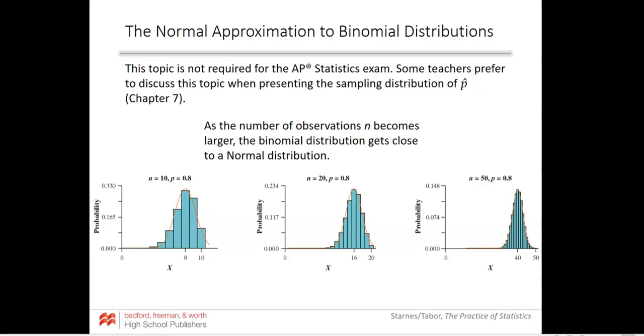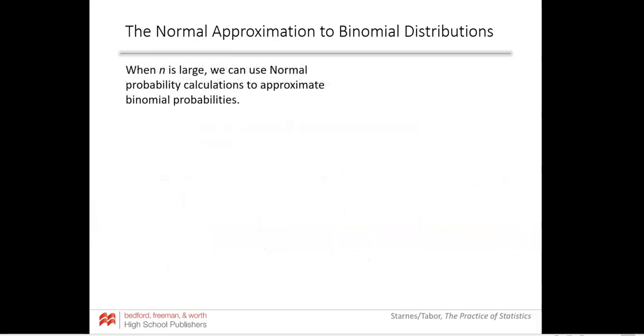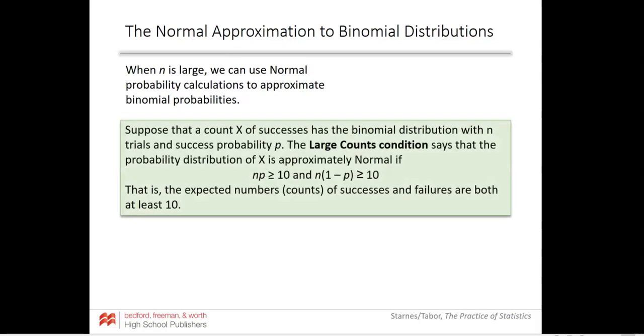The bigger n is, the more likely we're able to use a normal distribution to model the data if we wanted to. Now we can also just use binomial PDF or binomial CDF, that binomial formula essentially. When n is large, we can use the normal probabilities to approximate that. This is called the large counts condition. To test this, np is greater than or equal to 10, and then q, the probability of failure, times n is also greater than or equal to 10. That is, the expected number of successes and failures are both at least 10. That's the large counts condition.